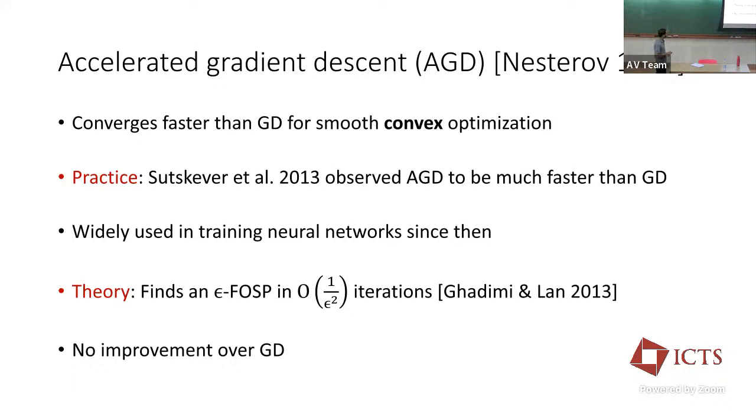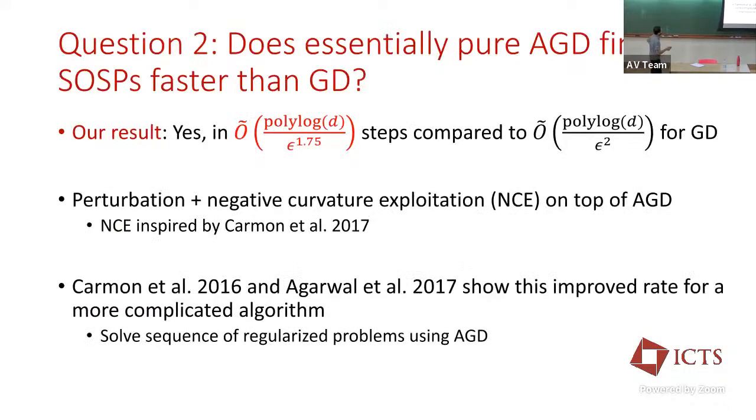However, the best result we had known in theory earlier was only about first order stationary point convergence in 1 over epsilon square iterations for accelerated gradient descent. And this would suggest that there is actually no improvement over GD, right? So the second result that I want to mention now is.